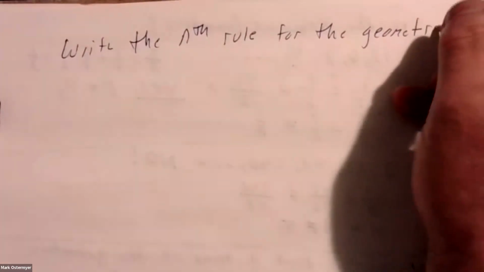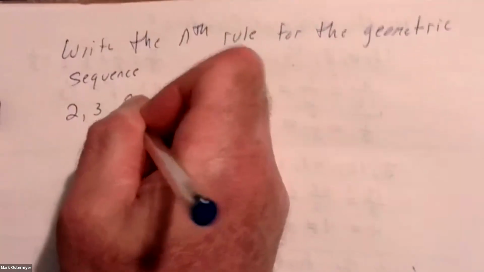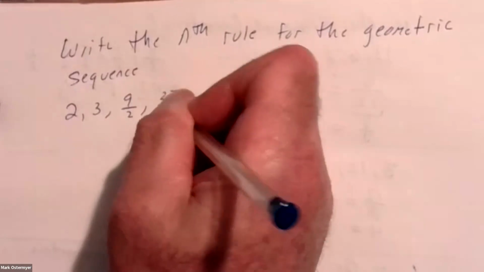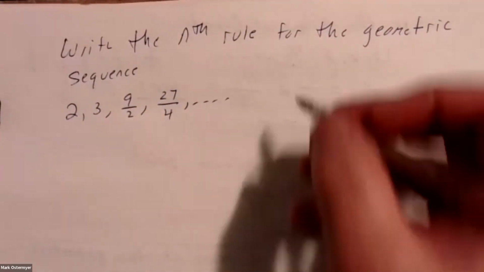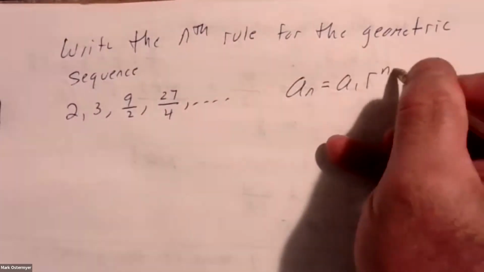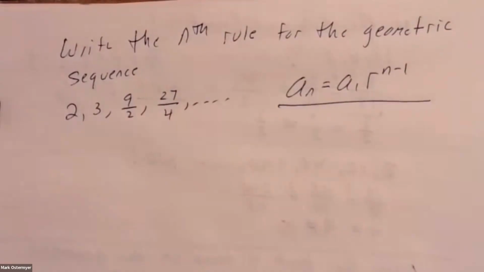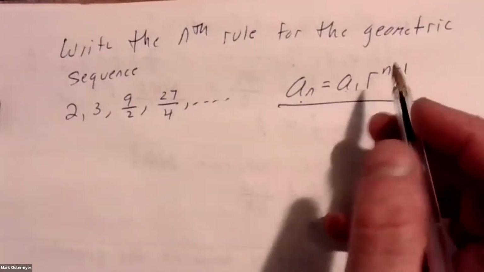So I'm going to try to write the nth rule for the following geometric sequence: 2, 3, 9 halves, 27 fourths. To write the nth rule, of course, we need to know the nth rule formula, which is this right here that we developed earlier. So we're shooting for that formula. Right? We need to know the first term and we need to know the common ratio.